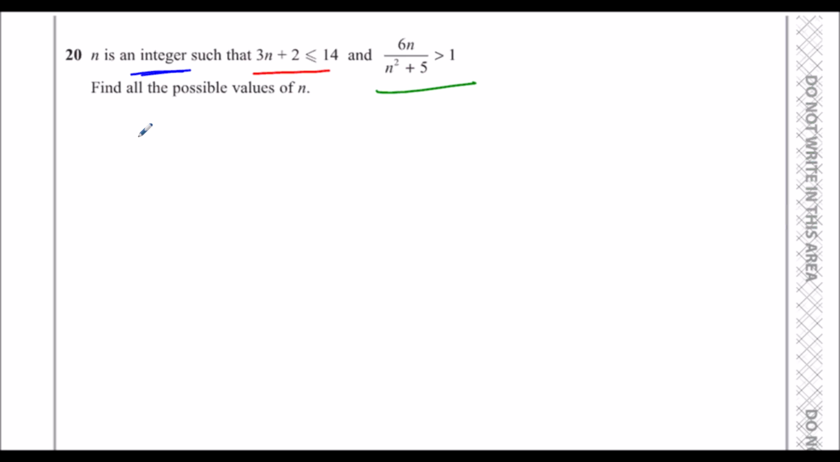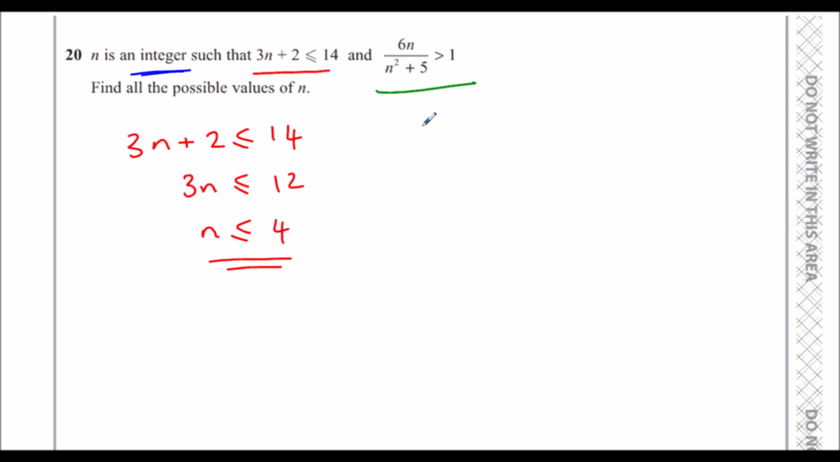Let's start with the easier one. This is a linear one. We're just going to minus 2 from both sides. So 3n is less than or equal to 12. And then divide both sides by 3. So n is less than or equal to 4. So we now need to do the harder one.